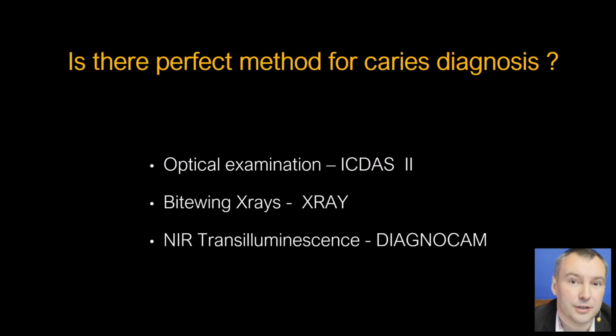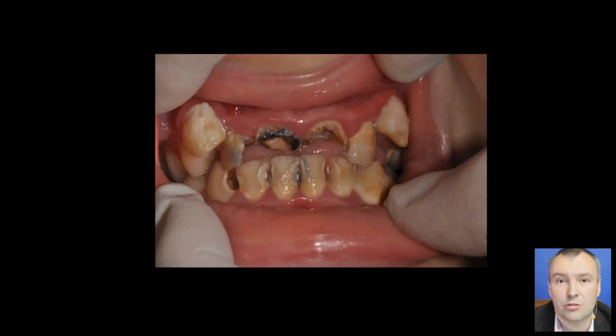Is there a perfect method for caries diagnosis? Of course there is. What can we use in our dental office, or what did you use so far? Optical examination with the use of our own eyes, maybe bite-wing X-rays, and now you will use a DiagnoCam device with near-infrared transillumination.